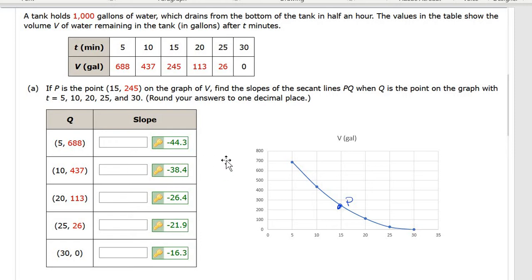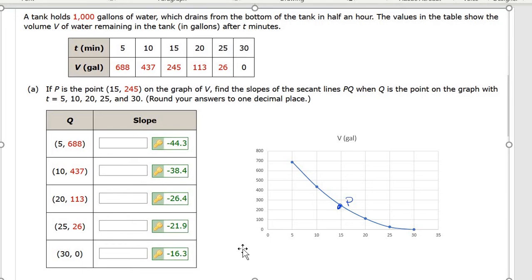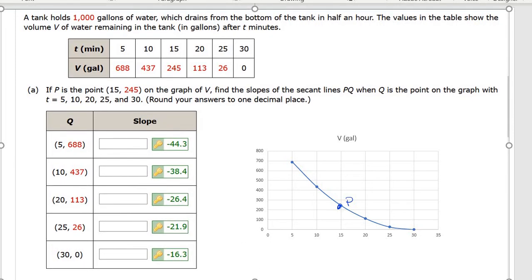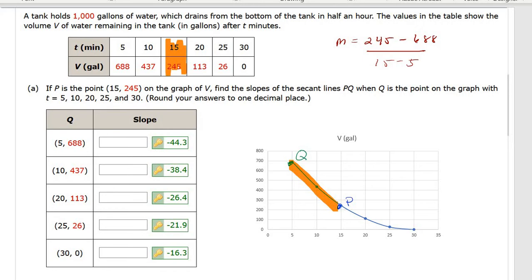And what's asked of you is to find the slope between Q and P, where Q varies between these other data points. And so for the first data point, Q is chosen to be the 5, 688, and P is my point of interest. And I just calculate the slope between those 2 points. So the Y value I highlighted in here. Here's my P, and my Q is 5 and 688.